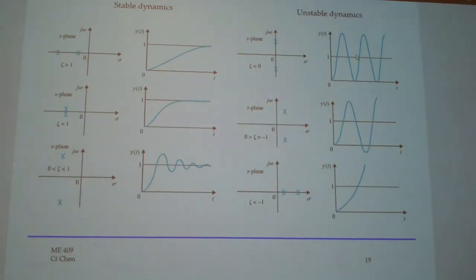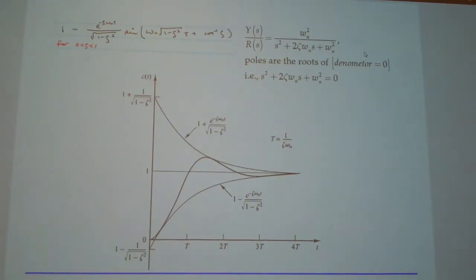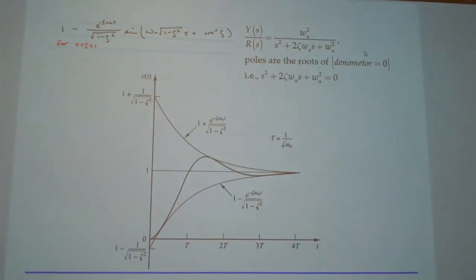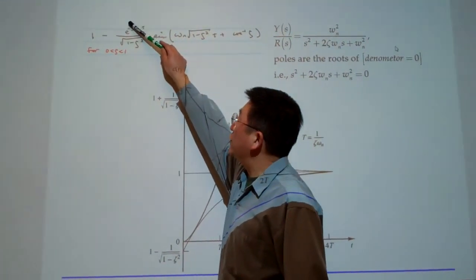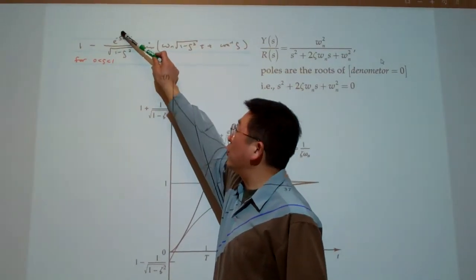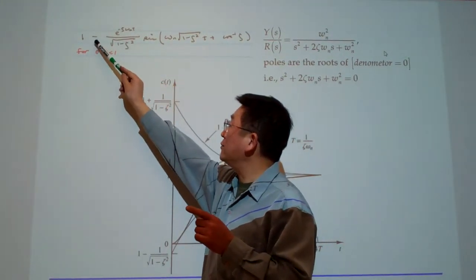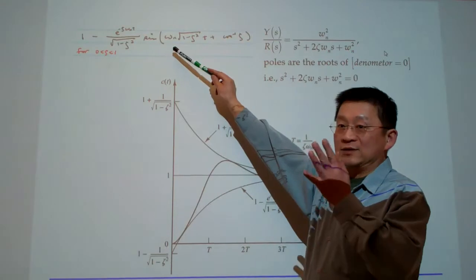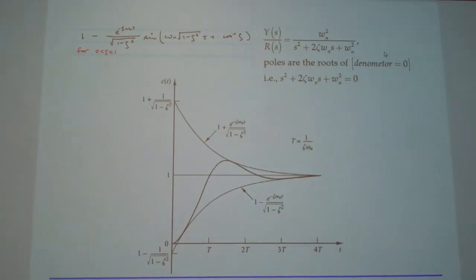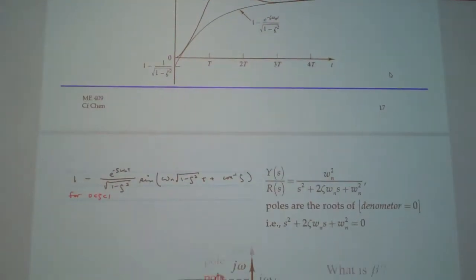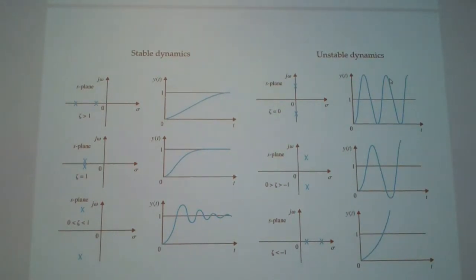Then again, we look at the solution here. The real part equals 0. And what is the real part? The real part is this. When this equals 0, what does that mean? That means this exponent coefficient equals 0, so the whole coefficient becomes 1. So the result will be 1 minus a pure sinusoidal oscillation. That means the system will oscillate without the magnitude decaying. So that comes to this case. That is the way we can correlate these things.